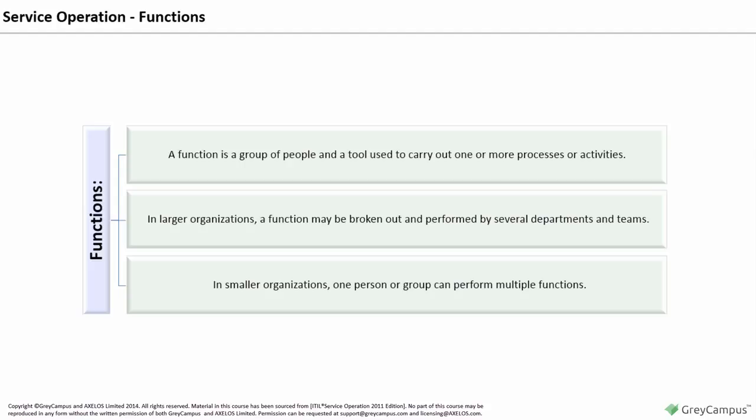For service operation to be successful, an organization will need to clearly define the roles and the responsibilities required to undertake the processes and activities. These roles will need to be assigned to individuals, and an appropriate organization structure of teams, groups, or functions established and managed.